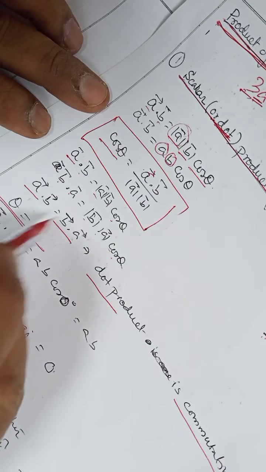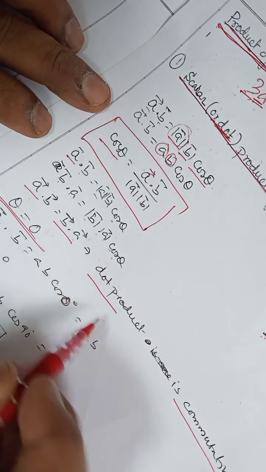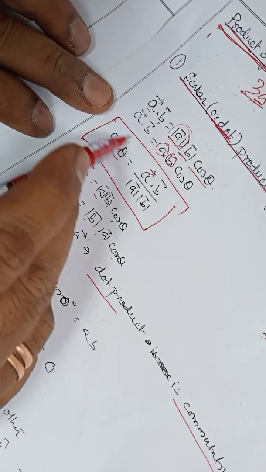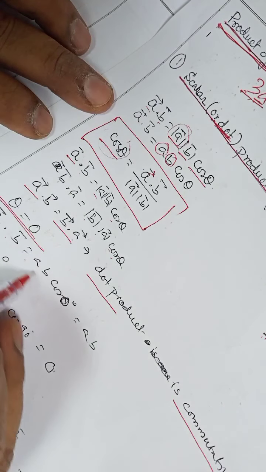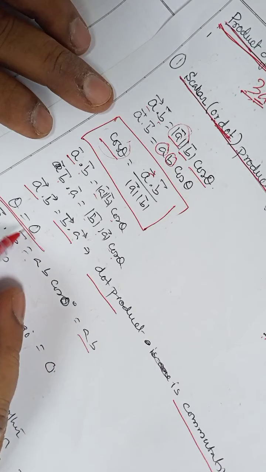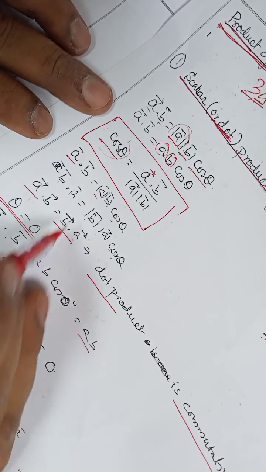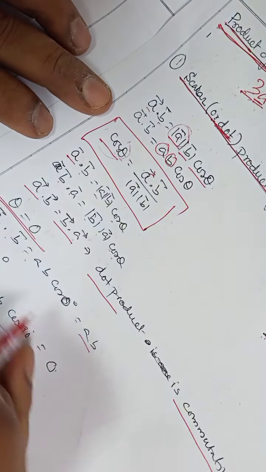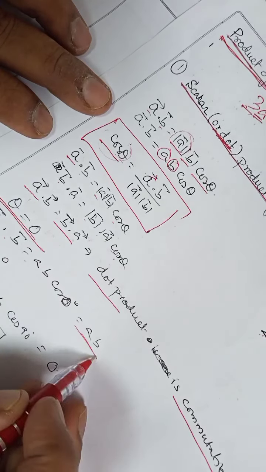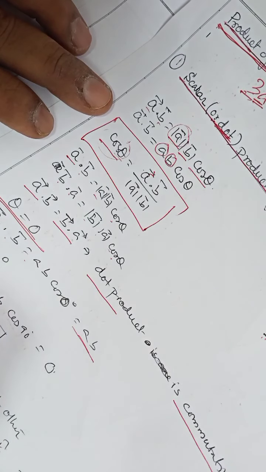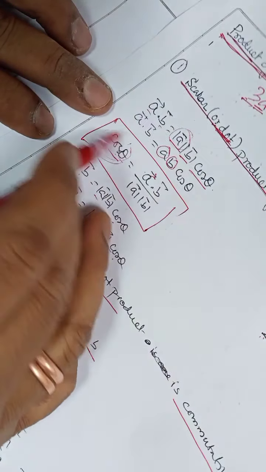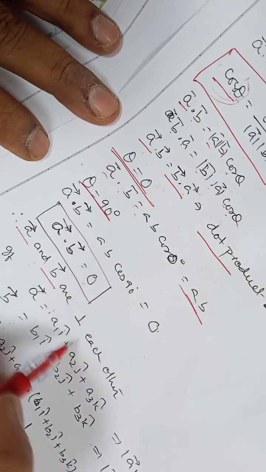Now some conditions. If theta is 0, then cos theta is 1, so a dot b becomes ab. If theta is 90, then a dot b is ab cos 90, which is 0, so we can say that a and b are perpendicular to each other.